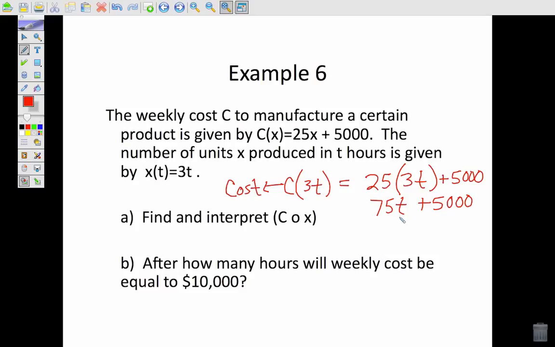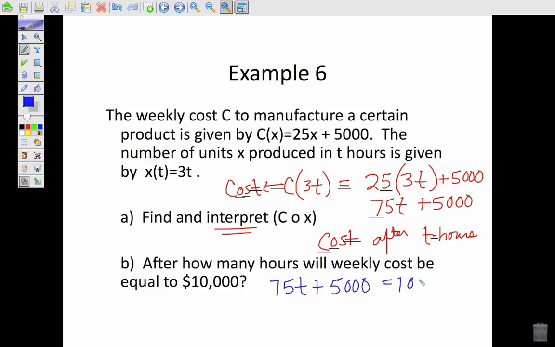What does this mean? First of all, the C is still cost, and the t is the number of hours. Okay, so if I'm interpreting what that means, it's the cost after t hours. Cost after t hours. And finally, last question, how many hours will the weekly cost be equal to 10,000?